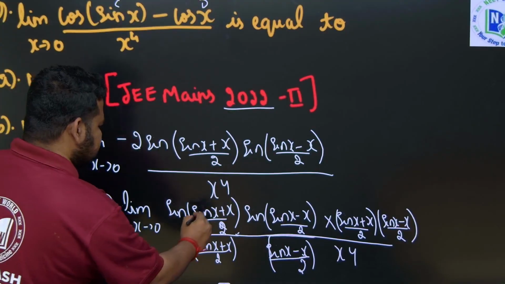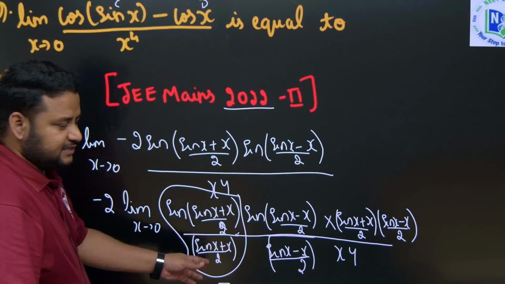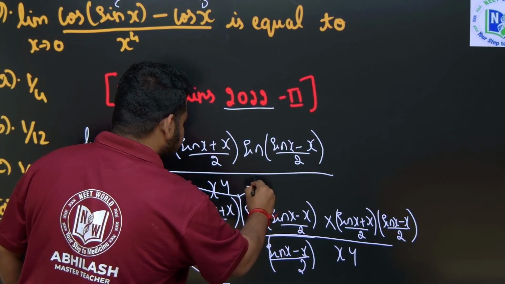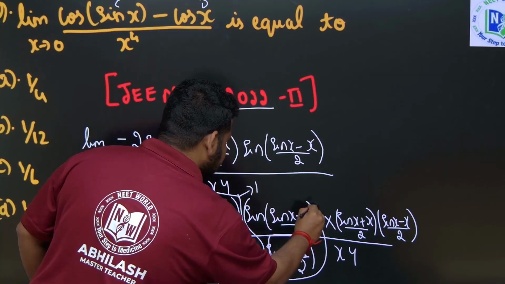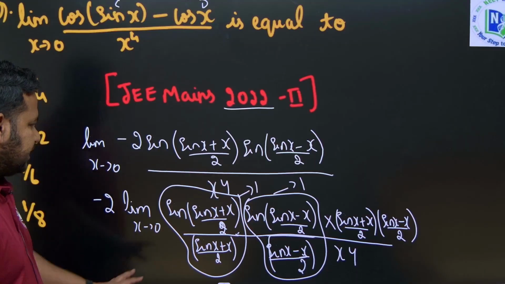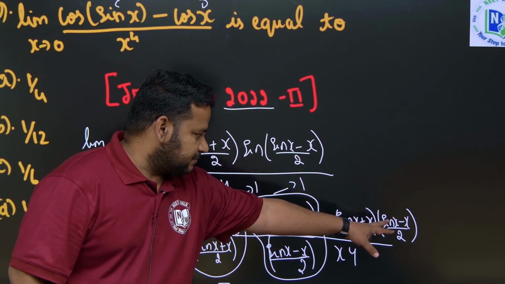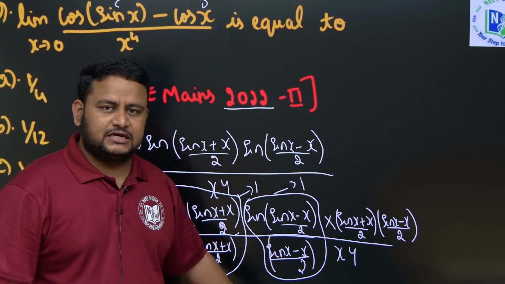But we know that this limit, sin theta by theta, is equal to 1. This value will be equal to 1. Similarly, this value will also be equal to 1. Correct? Now we are left with only this thing, sin x plus x by 2 into sin x minus x by 2 divided by x to the power of 4.